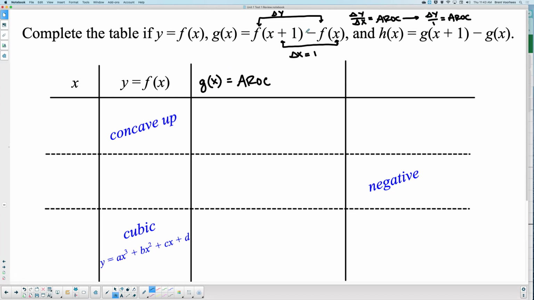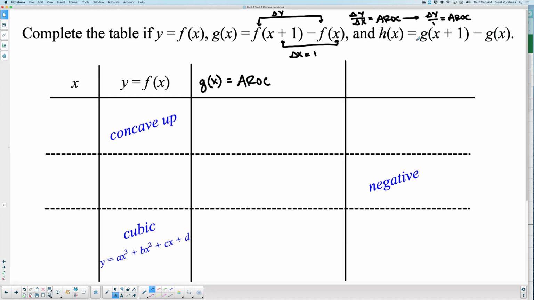These are the symbols because what's happening is it's saying your x's have changed by 1 and you're subtracting your y's. That's like y2 minus y1. You could think of it that way because these would be different y's since they have different inside values. So all that is a fancy way of saying AROC.